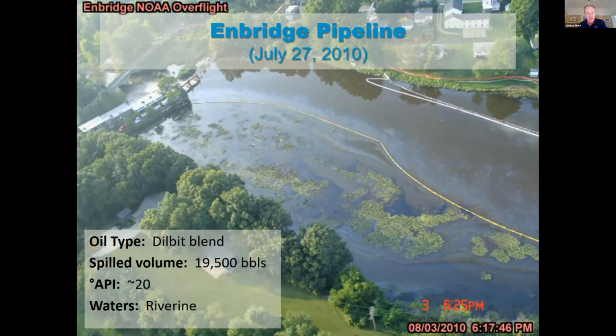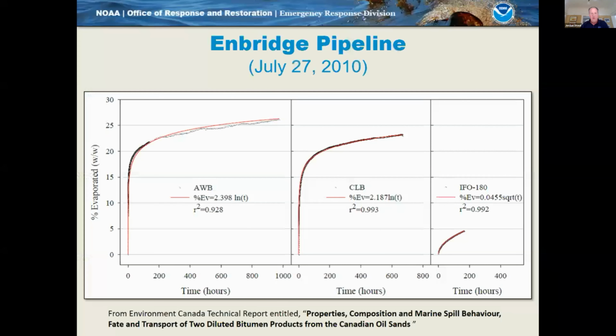Environment Canada has done studies on dilbits, and here are some evaporation curves that they generated a few years ago, document cited at the bottom. The two left panels are different diluted bitumen oils. It shows an evaporation curve, and you can see there's quite a bit of mass that's removed from the oil just based on evaporation. That is probably the evaporation of the lighter diluent, leaving behind the heavier bitumen compounds.